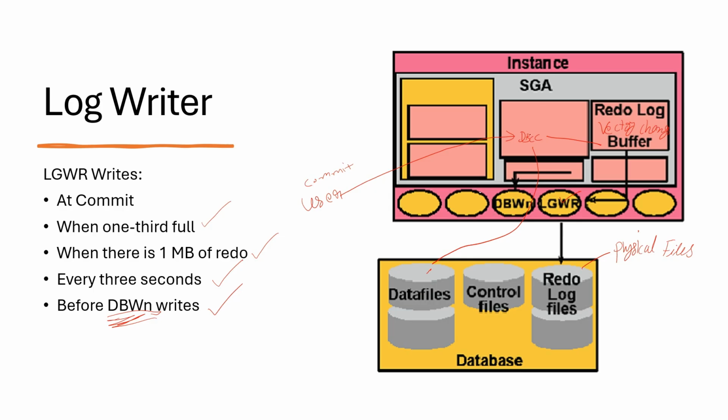Whenever this update happens from the database buffer cache to the redo log buffer, immediately the user gets a response that your data has been updated. The commit has happened. That's what it is saying, before the db writer writes. So these are all the cases when the log writer comes into the picture and writes the changes to the redo log files. Am I clear?